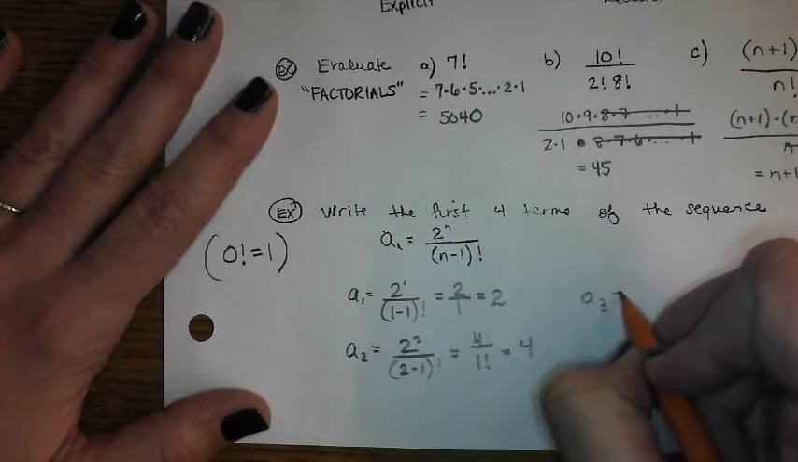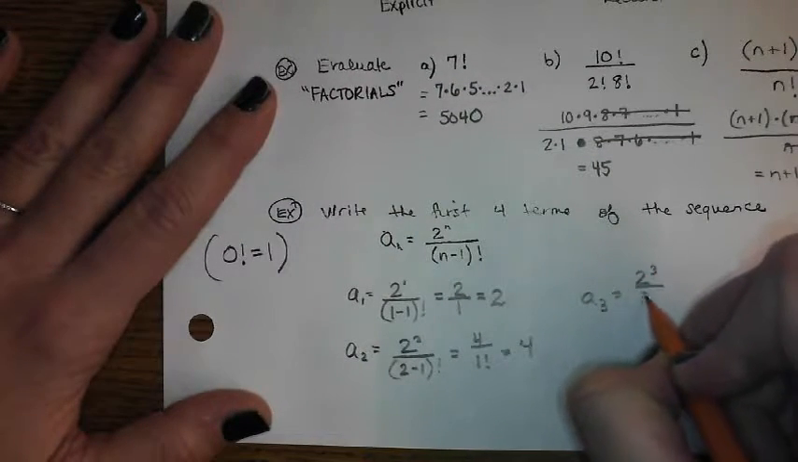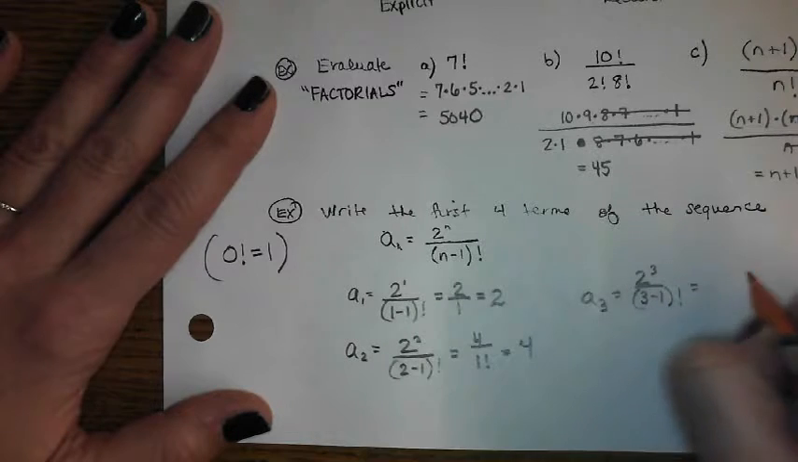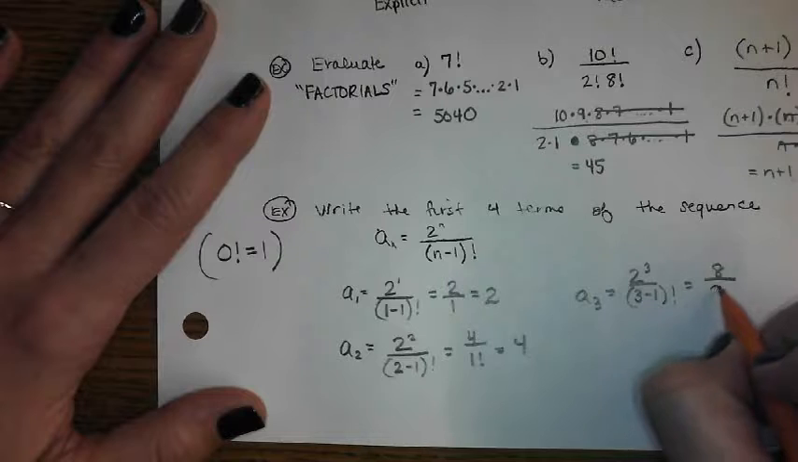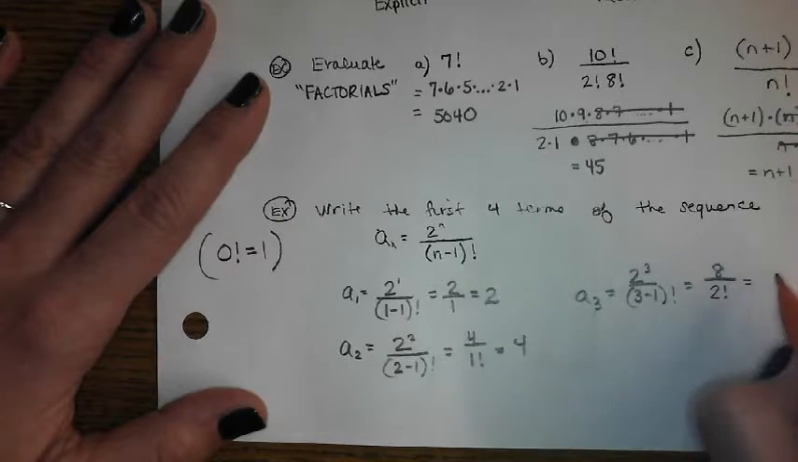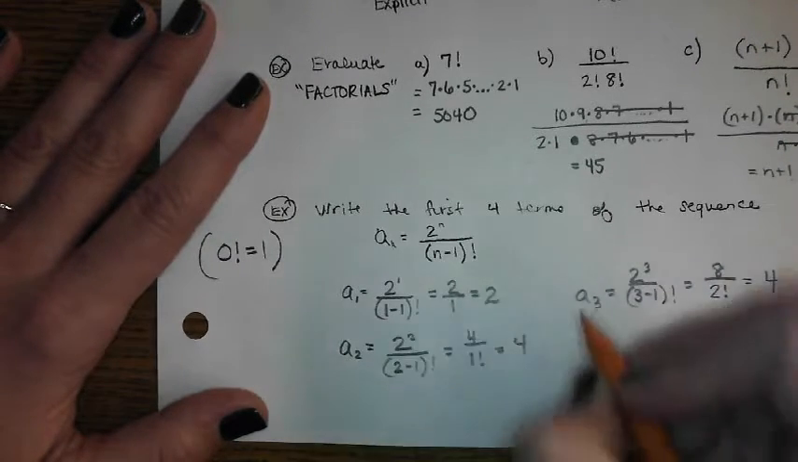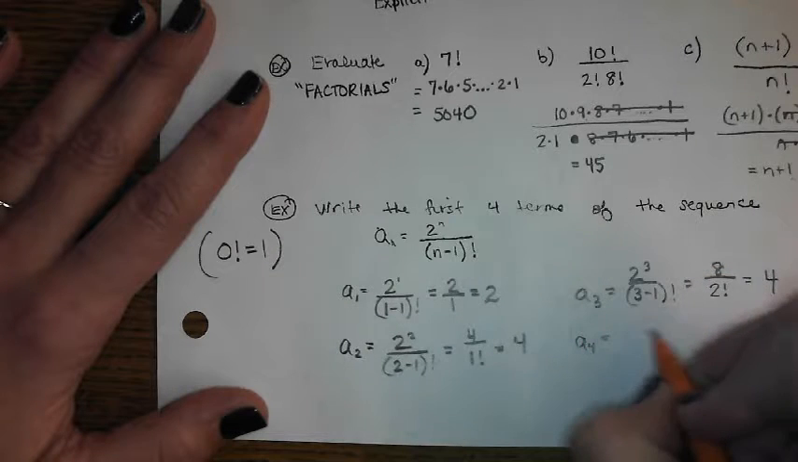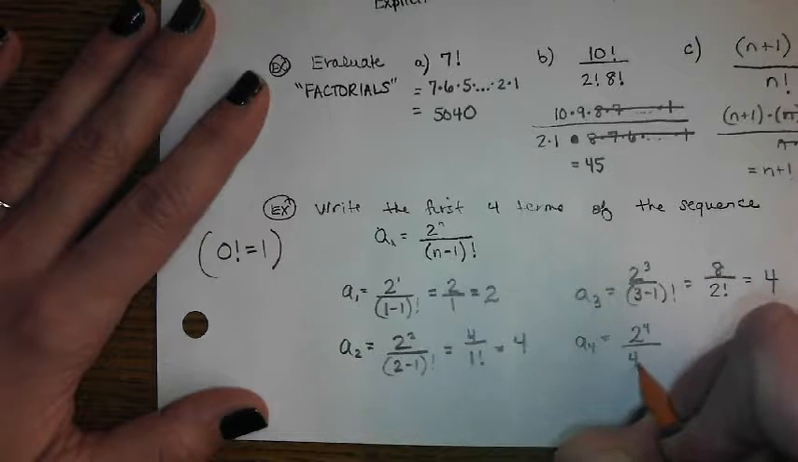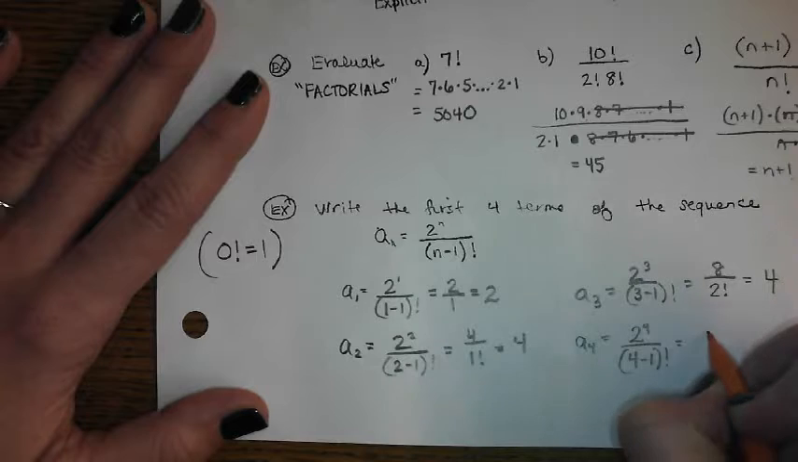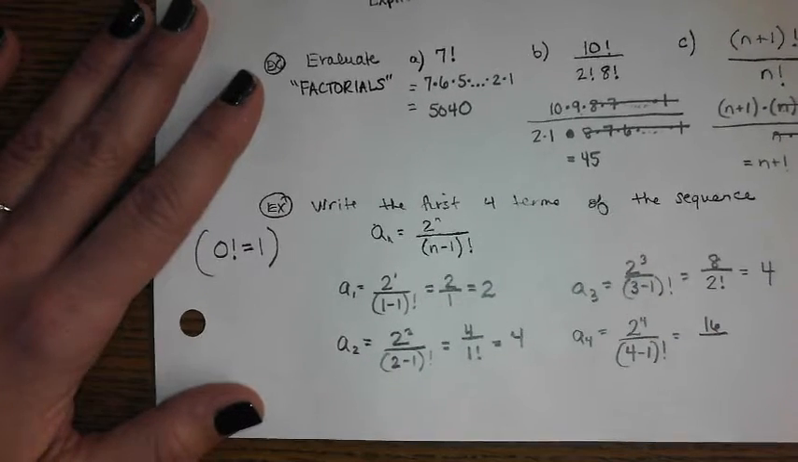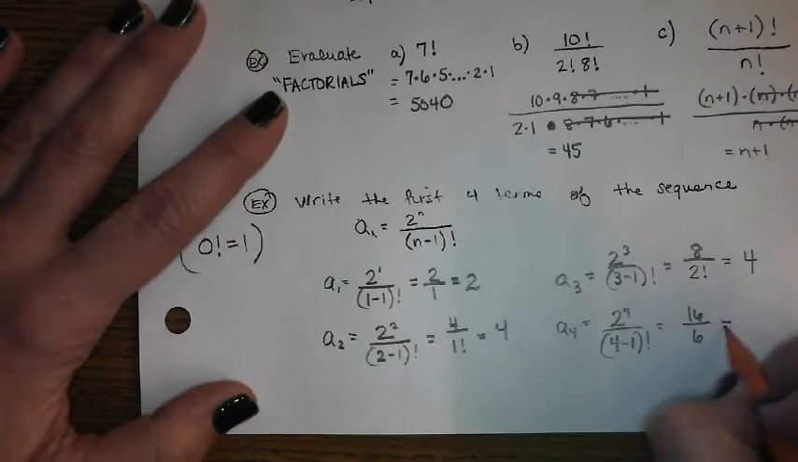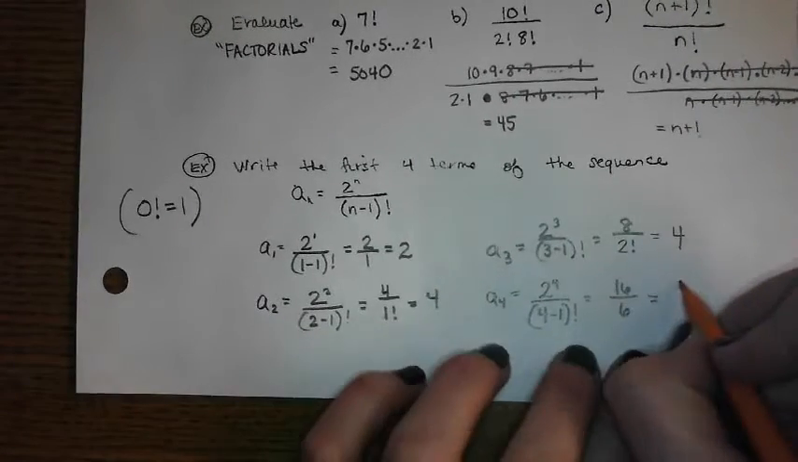The third term, a sub 3, is going to be 8 over 2 factorial. What's 2 factorial? 2. So 8 divided by 2 is 4. And then lastly, our fourth term, we get 16 over 3 factorial, and 3 factorial is 6. This one just can be reduced to 8/3.